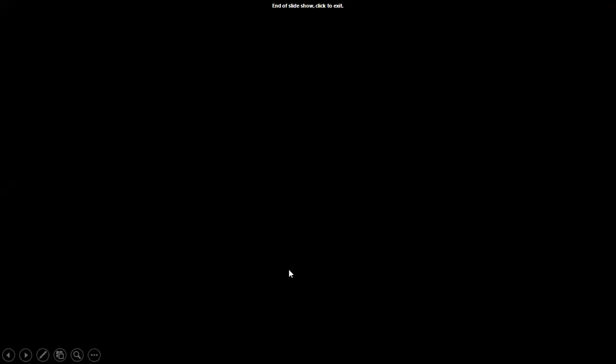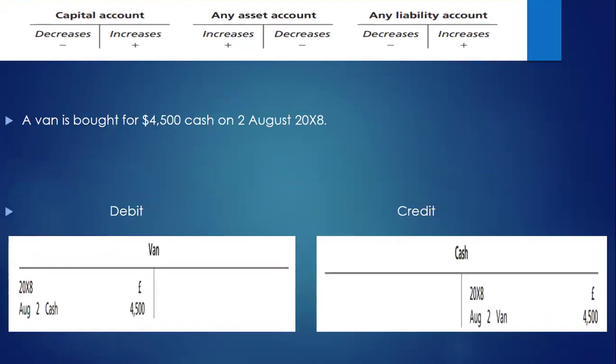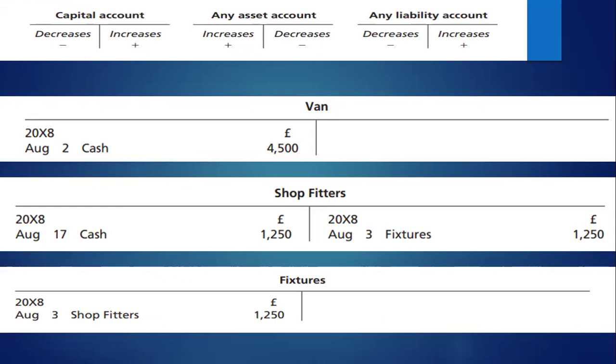Now let's see the review one more time. So we got the cash account, we got capital, we got van, shop fitter, and fixtures.